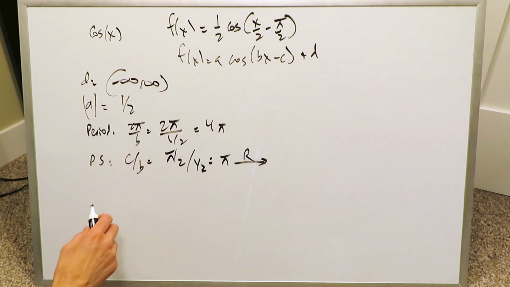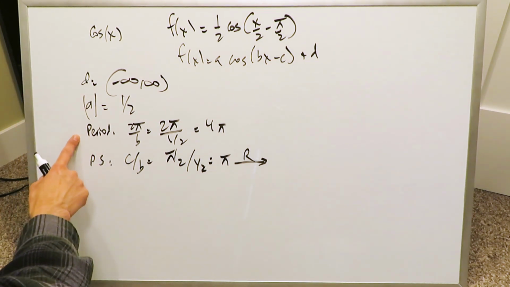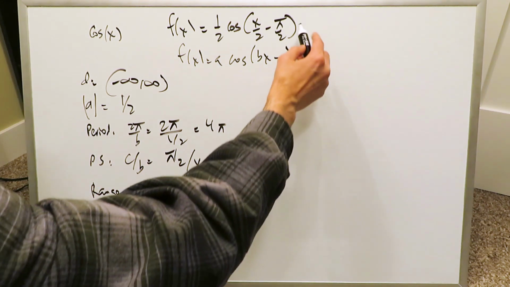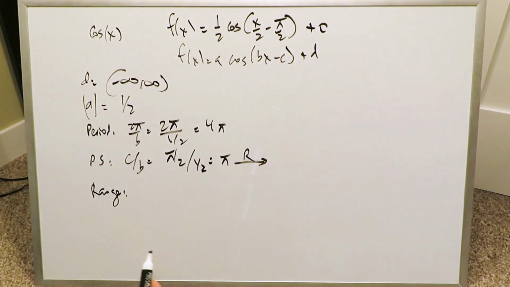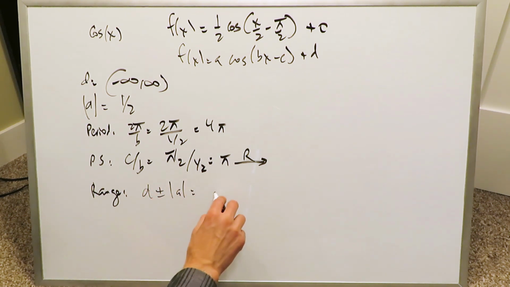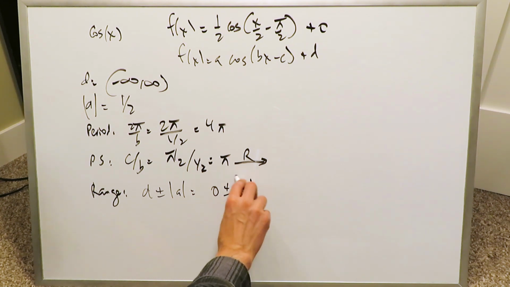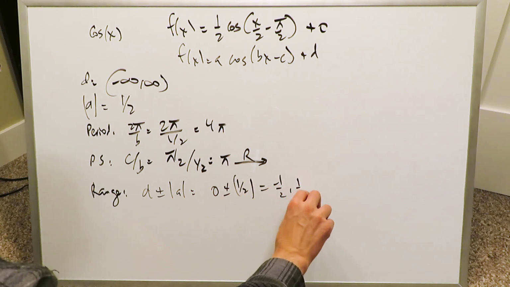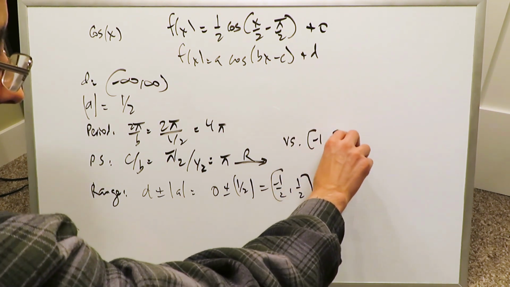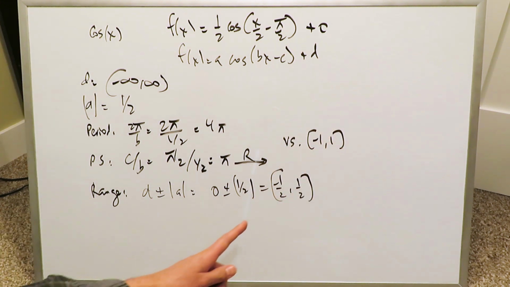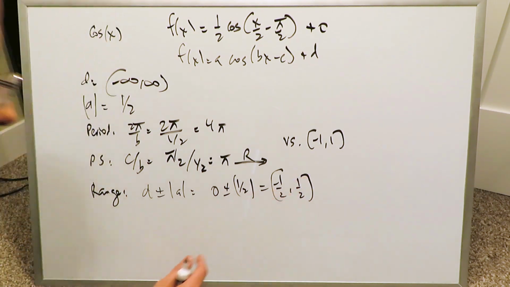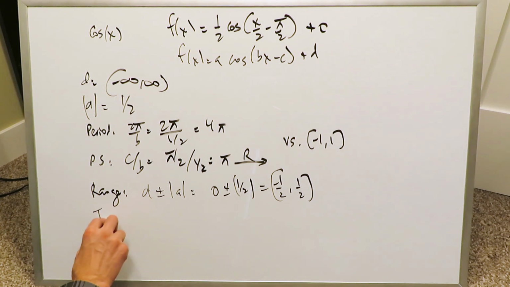What remains over here now? We have the domain, amplitude, period, phase shift. How about we do range? I'm not doing vertical translation because there is no vertical translation, it's a 0. But range over here, you know it's d plus and minus a. D is 0, plus and minus 1 over 2, which will just be minus 1 over 2 and 1 over 2, in contrast to the minus 1 and 1 of a regular cosine. There's no vertical translation, your range is just shorter. Minus half to half. That's it, not bad.